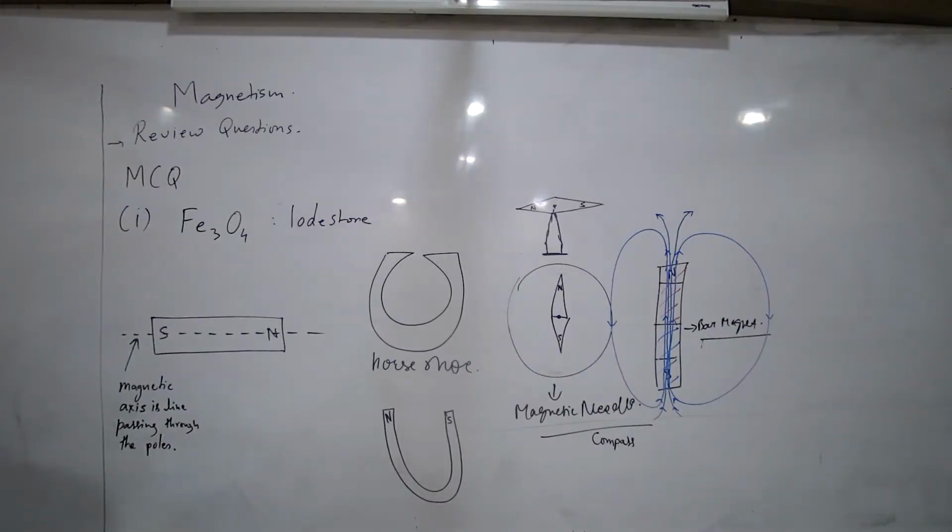Now, question number 18. Who will take this? Question number 18. Who would like to answer? Dhruv, question 18. Magnetic field lines. What do you understand by the term magnetic field?